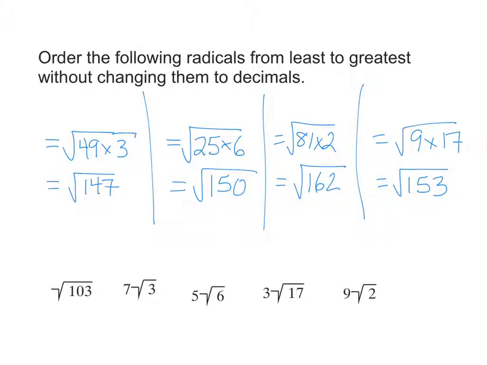There was really no way to compare those, though, until we change them into entire radicals. So, like I said, until we change them into entire radicals, I had no idea whether 9 root 2 was bigger than 3 root 17. But now I know that it is, because we put them in a form that we could compare.